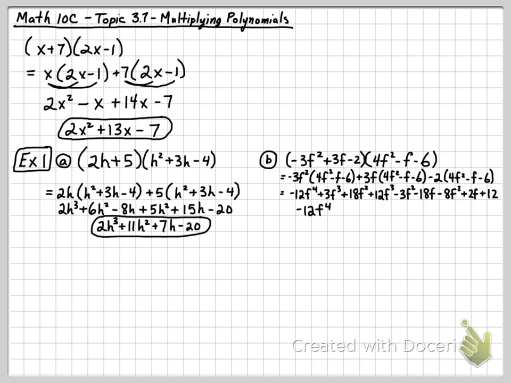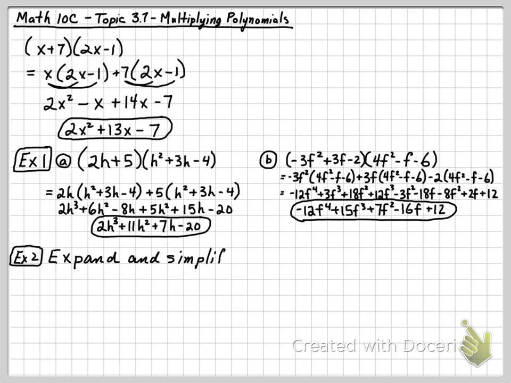And lastly, to collect all the like terms, you're going to end up with negative 12f to the fourth. We have 3f to the third plus 12f to the third would be 15f to the third. 18f squared minus 3f squared is 15, minus another 8f squared would be 7f squared. And collecting the f's, we're going to have minus 16f's plus 12. Final answer. In example 2, the only instruction that we're going to get is to expand and simplify.